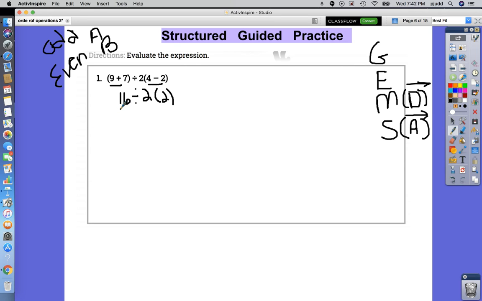And if you said do division before you do multiplication, because it goes from left to right, you're absolutely correct. 16 divided by 2 is 8. And now I have 8 times 2. So the only thing I have left to do is multiply. 8 times 2 is 16. Nice.